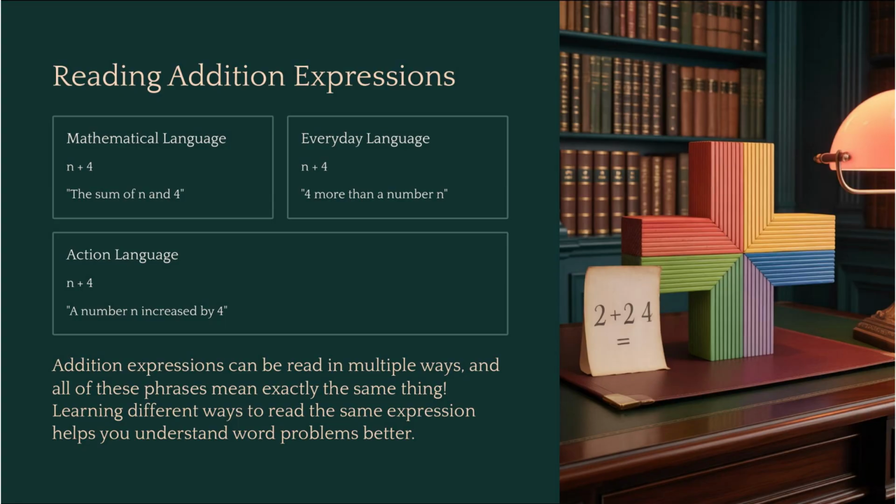Part of algebra is learning to translate back and forth between words and symbols. For addition, we have many ways to say the plus sign. n plus 4 can be read as the sum of n and 4, or 4 more than a number n. All of these phrases mean the exact same thing. You are combining n and 4. Addition is flexible, so the order you write n plus 4 or 4 plus n doesn't change the value.